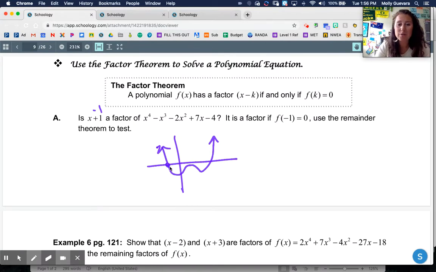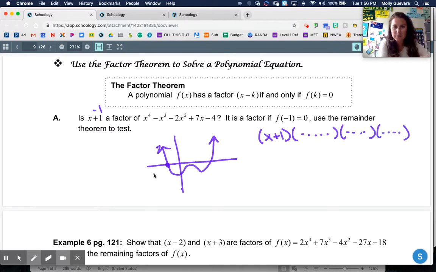It's asking you, does this graph cross the x-axis at -1? If I were to factor this equation out, would x plus 1 be a factor along with whatever else and whatever else, right? So that's what it's asking us. Now, I don't know how to factor x to the fourth minus x cubed minus 2x squared plus 7x minus 4. Okay, I don't know.